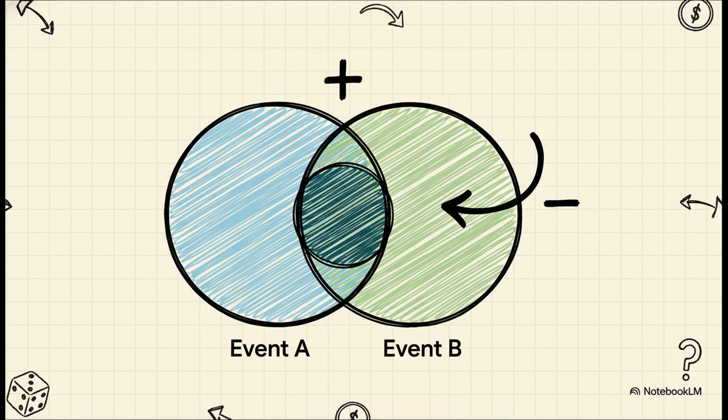Then you've got the addition rule. This one is for your OR situations. What's the probability of event A happening or event B happening? Well, you add their individual probabilities together. But, and this is a big but, you then have to subtract the probability that they both happen. Why? Because you don't want to double count that little bit of overlap where they both occur.